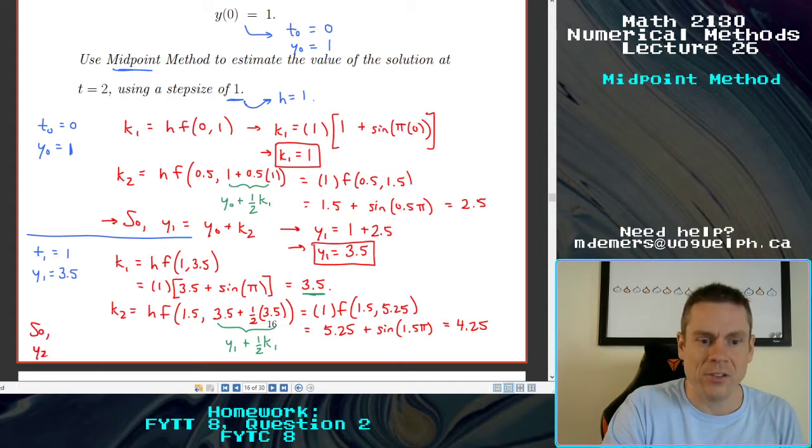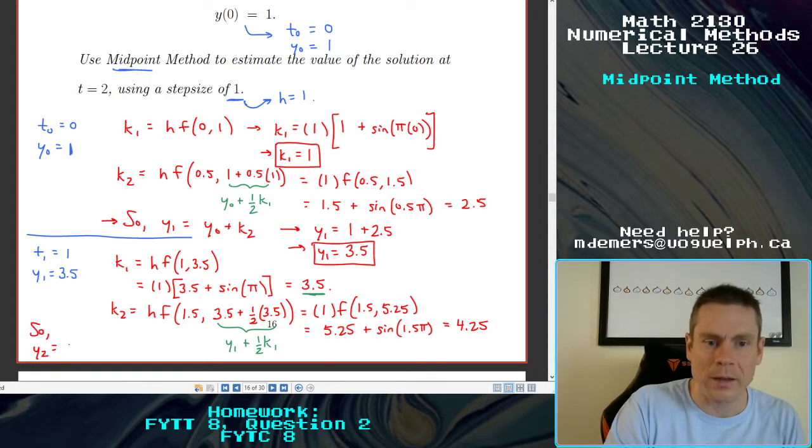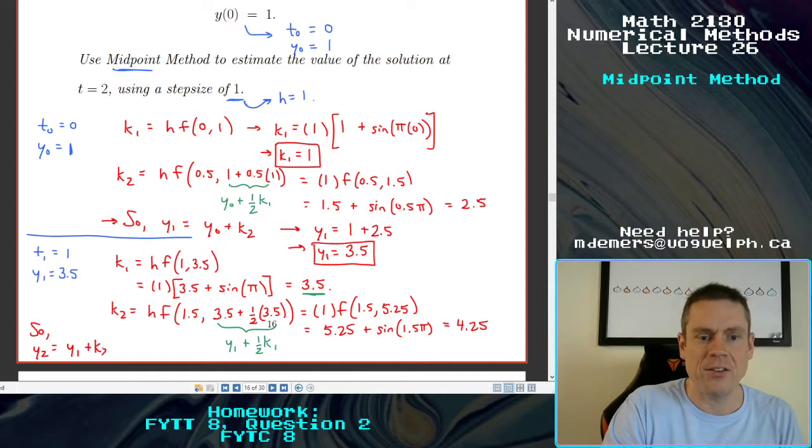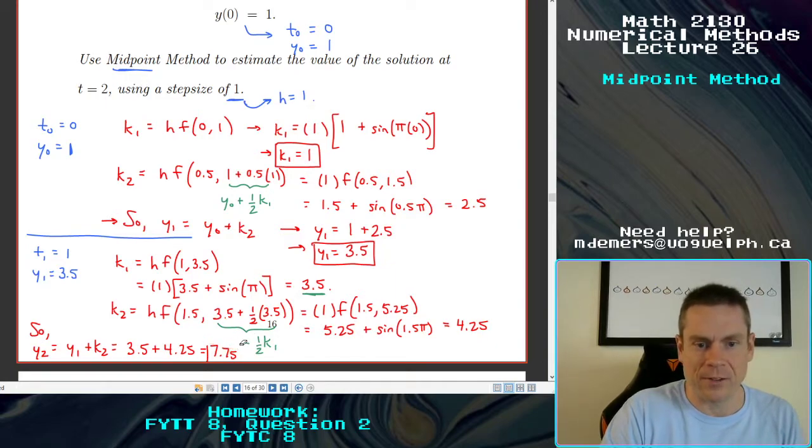And so our Y2 is going to equal Y1 plus the K2, which is equal to what we had. The last one that we had was 3.5 plus the 4.25, and that winds up being 7.75. Here, I just want to rewrite this a little bit so I have some room. 7.75. That's going to be our final estimate.